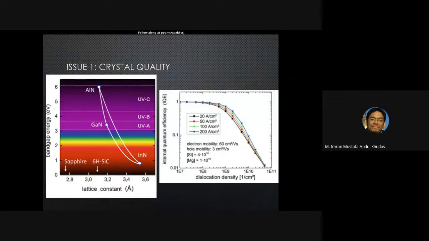So issue one is crystal quality. You can see that if you have a lot of dislocation, the internal quantum efficiency drops precipitously, right? This is a log scale, right? So what we really want is 10 to the 8 per cm squared dislocation density and below. This is not really a problem with gallium nitride like blue LEDs. It's a bit more of a problem with aluminium nitride.